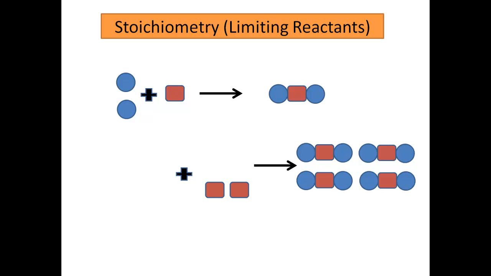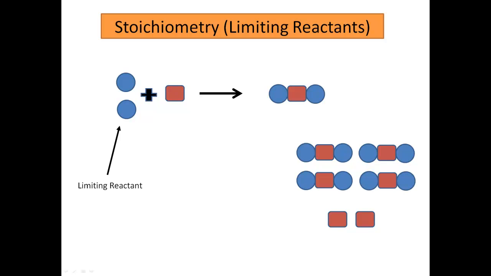And notice we have not used all the red squares, but all the blue circles are used. That gives us 2 remaining red squares. So that tells us that the blue circles, which ran out first, are our limiting reactant, and the red squares, which have things left over, are called the excess reactant. So we would say that the red square is in excess.